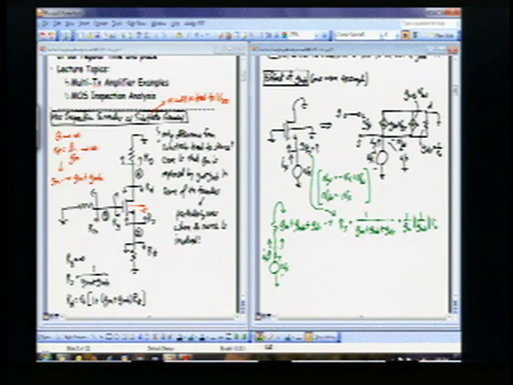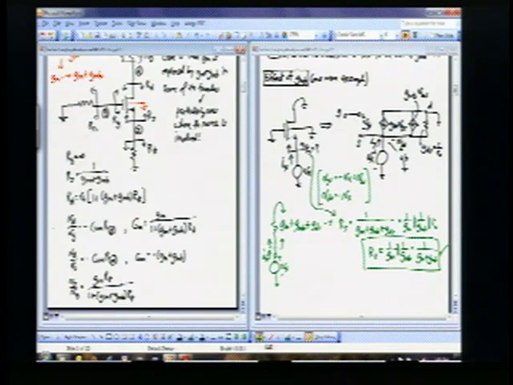Okay, and since R naught is so much bigger than these 1 over GM parameters, you can finally write this as RS is about equal to just 1 over GM parallel with 1 over GMB, which you can also write as 1 over GM plus GMB. Okay, and so this really verifies the equation that I have written right down here, that if you look up into the source terminal of this transistor, you see 1 over GM plus GMB.